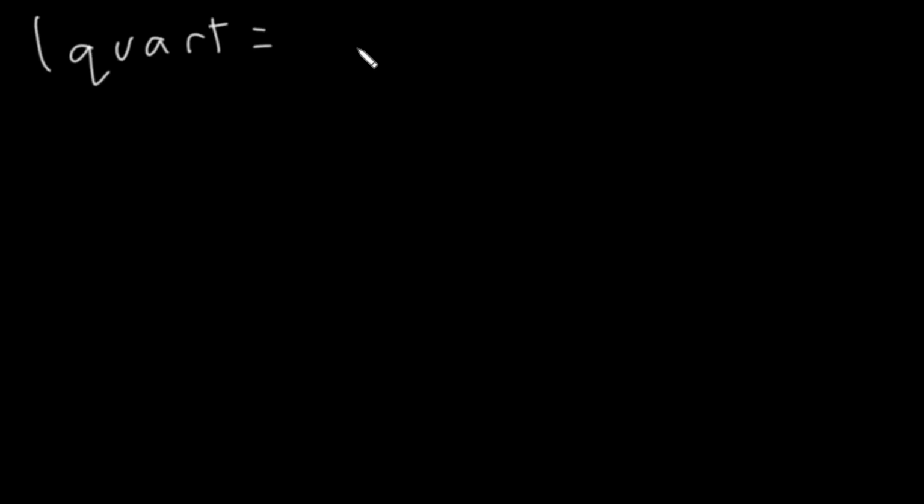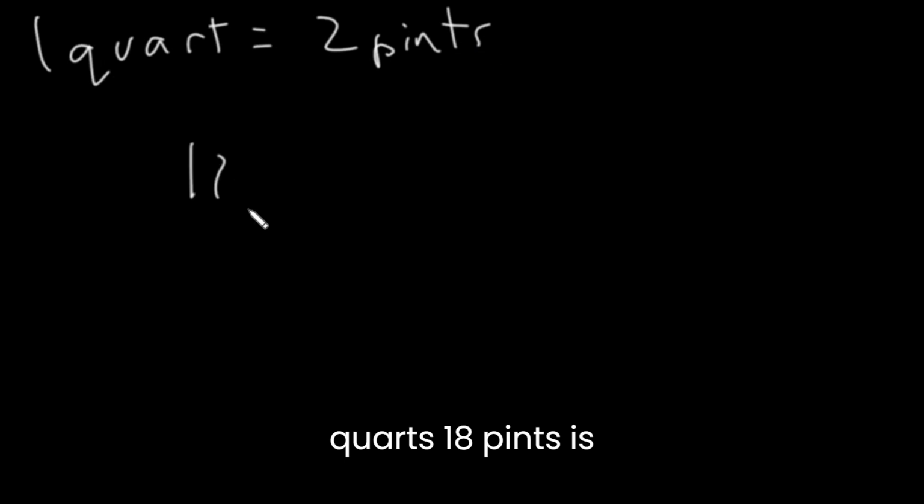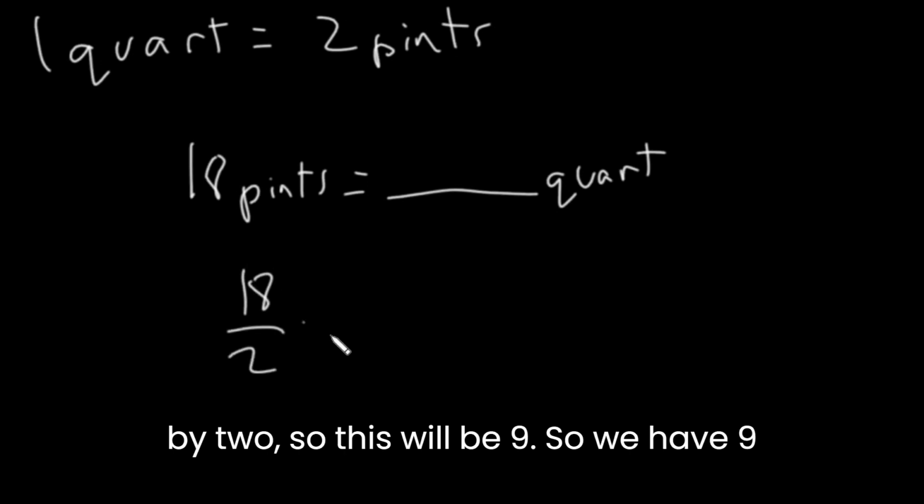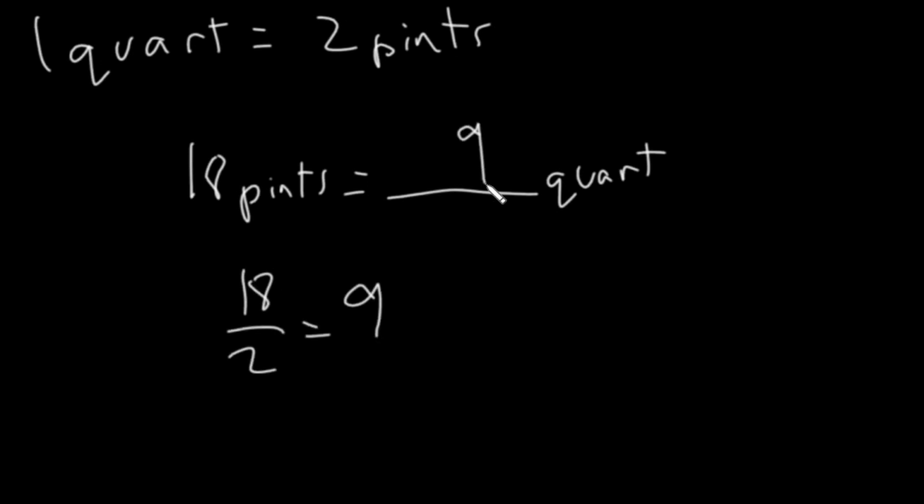Next, we have 1 quart equal to 2 pints. And let's say we want to find how many quarts 18 pints is. What we're going to do is we're going to divide 18 by 2. So this will be 9. So we have 9 quarts.